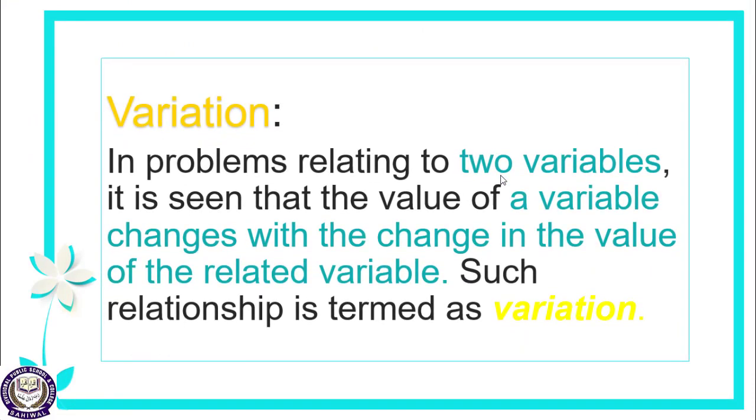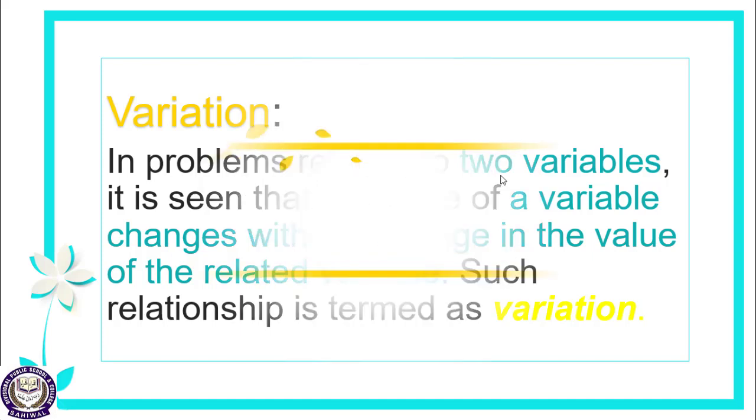So, what is a variation? In problems relating to two variables, it is seen that the value of a variable changes with change in the related value of another variable. Such a relationship is termed as variation. Like if one quantity increases, the other increases. If one decreases, the other decreases. If one increases, the other quantity decreases. Such relationship is called variation. In this lecture, we are going to discuss two types of variations, direct variation and inverse variation.